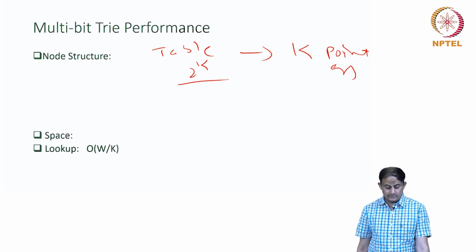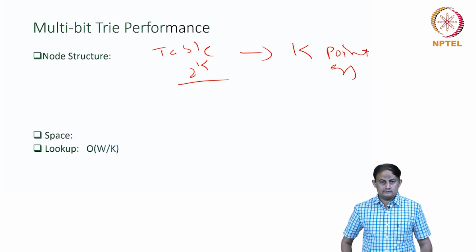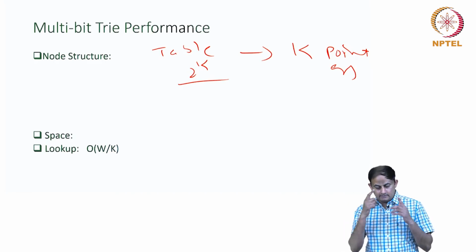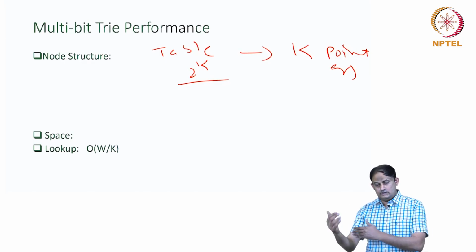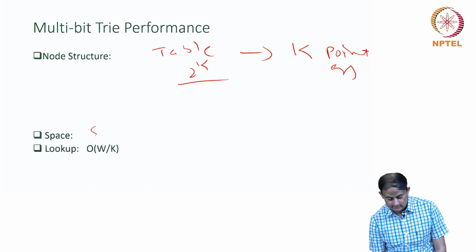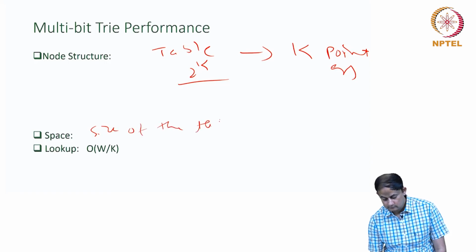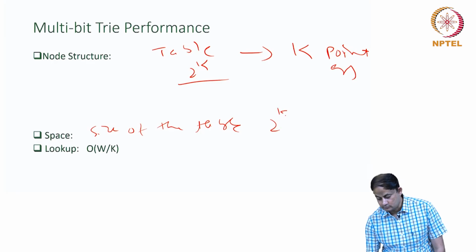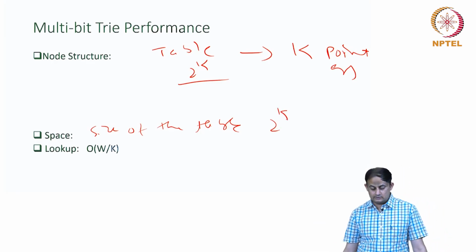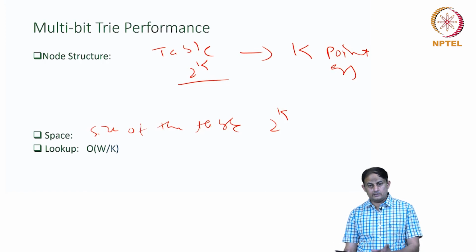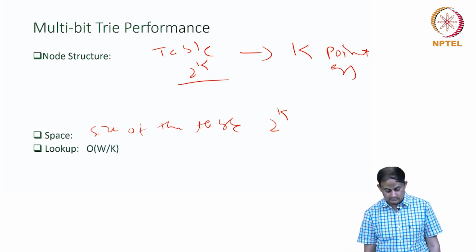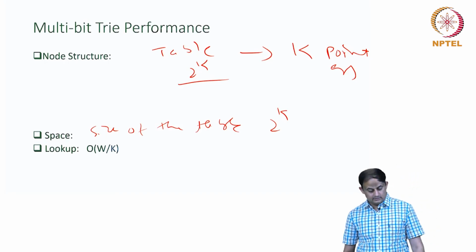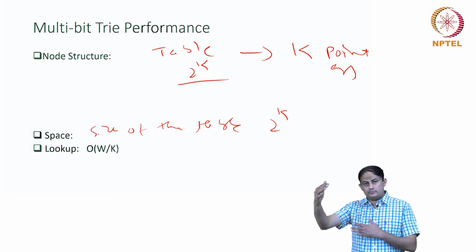And in terms of the space, how much space you require: 2 to the power of k entries in one table and then those many pointers. So, the size of the table is 2 to the power of k. Each node has 2 to the power of k entries, which is going to accommodate all the possibilities in that structure. And the lookup operation is now sped up by k times.